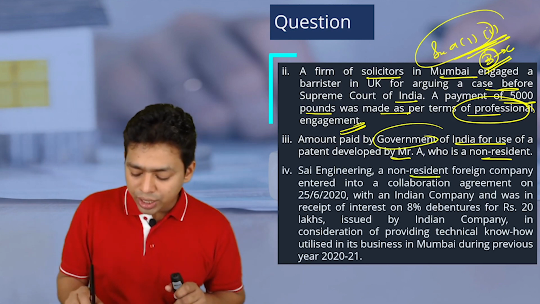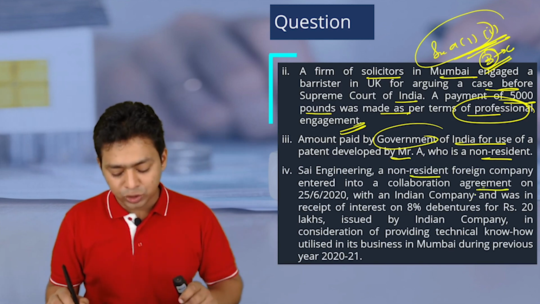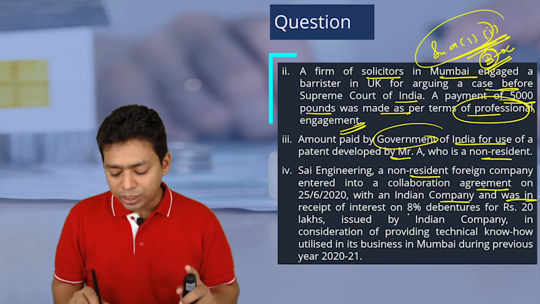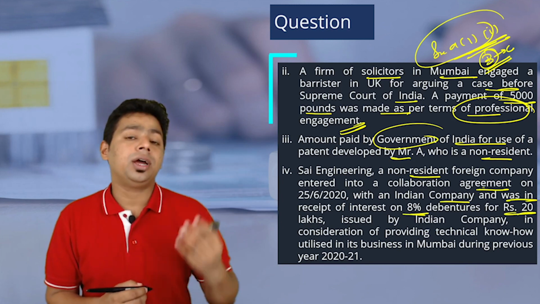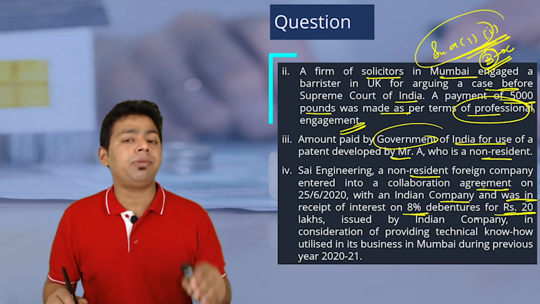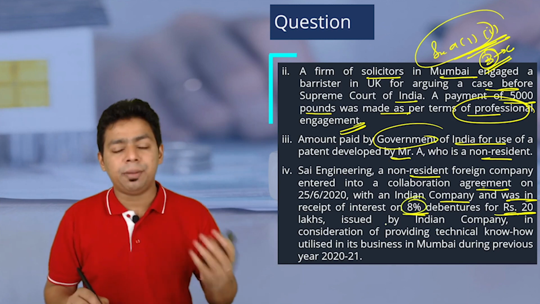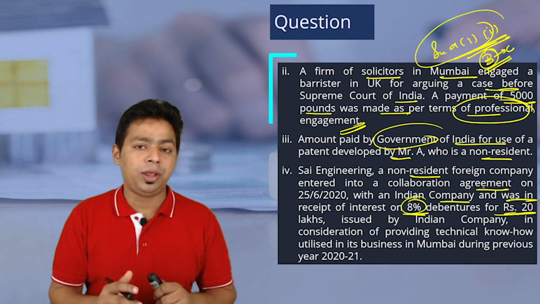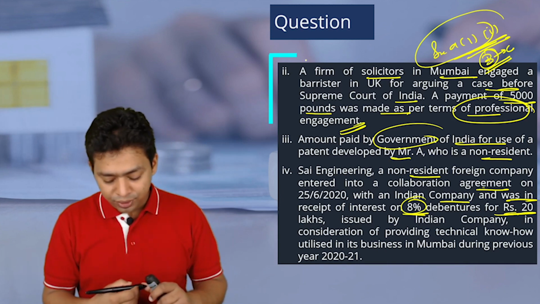Last one, Sai Engineering, a non-resident foreign company, entered into a collaboration agreement on 25th June 2020 with an Indian company and was in receipt of interest on 8% debentures of 20 lakhs. So they did not pay the money. The consideration is paid in form of issue of debentures. So whether this 20 lakh rupees will be taxable, which is a non-monetary income, definitely yes. Not only that, because it is the 8% debentures, now onwards, this non-resident is holding an 8% debenture of an Indian company. Not only technical service but also interest, both will become taxable in India.